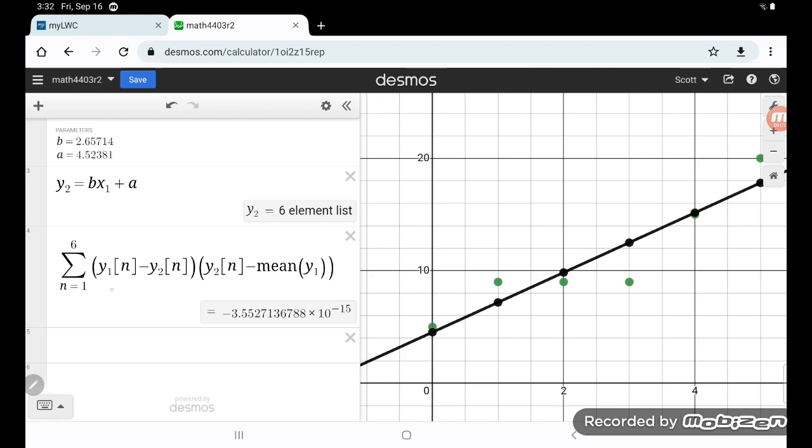I took the y1 minus the y1 hat. That's my y2 up there. And then times, so this is just the mixed term without the 2 in front. And I took my y1 hat, n in this case, minus the mean of the i's. And notice that I got something times 10 to the negative 15th. So up to round off error, I got 0. Okay, so here's an example showing that that mixed term is indeed 0.